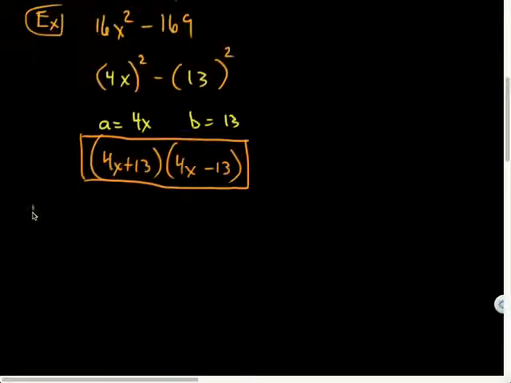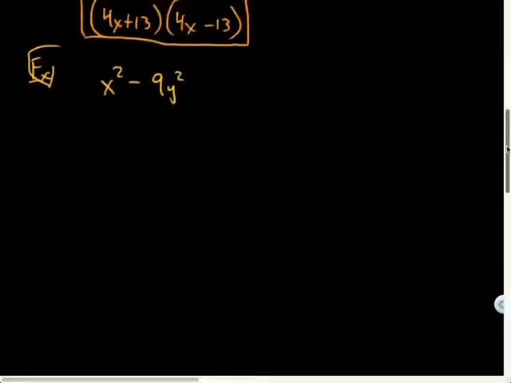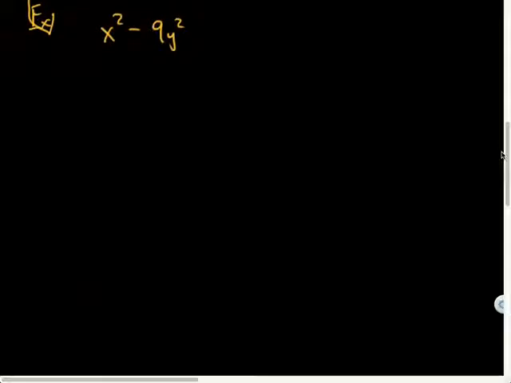Now, here's another example. What if I had x squared minus 9y squared? This one's interesting. It's actually got two variables within it, but that's okay. Now, I'm suspicious of this being a difference of squares. I think it is.